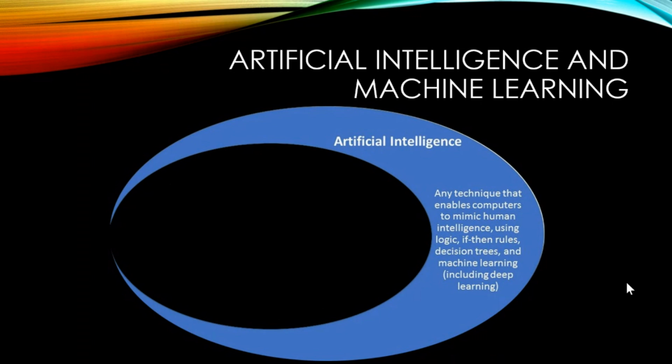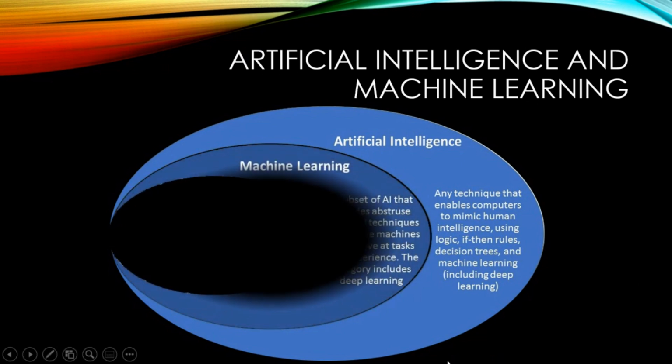Artificial intelligence has so many different definitions, but in general, it's something that we as humans are good at, but machines are not. So we are trying to mimic human logic using if-then rules and decision trees and some specific techniques, again, to just mimic how our human thought process works.